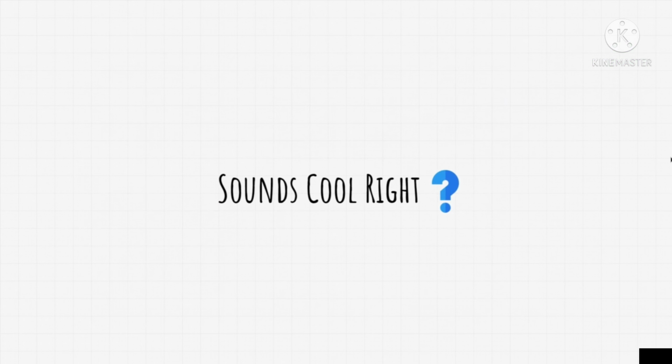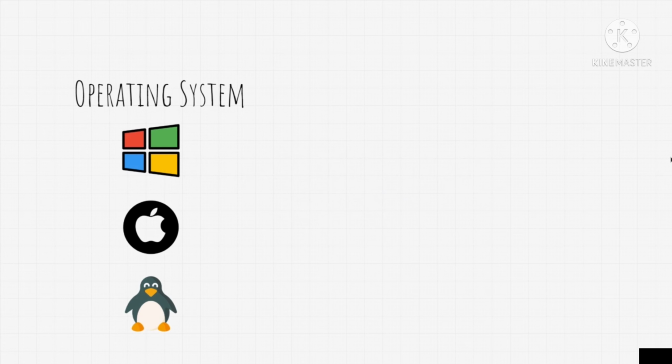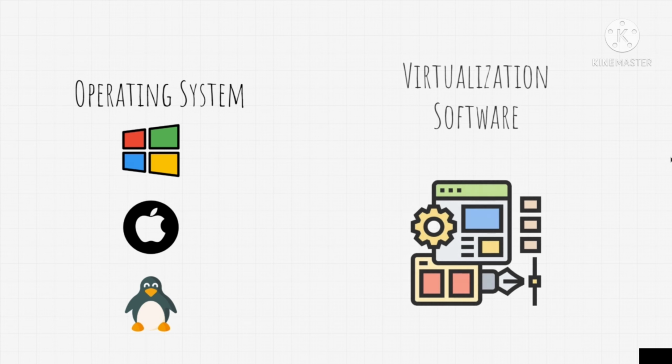Sounds cool, right? Now that we know how virtual machines work, and why we are going to use one, you must be wondering, how can we create a virtual machine? Actually, it is pretty easy. All we need are 2 things. We need an operating system that we want to install in that virtual machine, and we also need something called virtualization software. Now what is that?